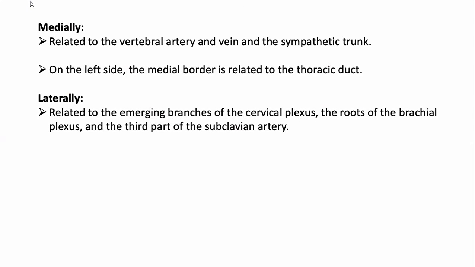Medially, the vertebral artery and vein and the sympathetic trunk. And on the left side, related to the medial border, is the thoracic duct. Laterally related to the muscle are the branches of the cervical plexus, the roots of the brachial plexus, and the third part of the subclavian artery.